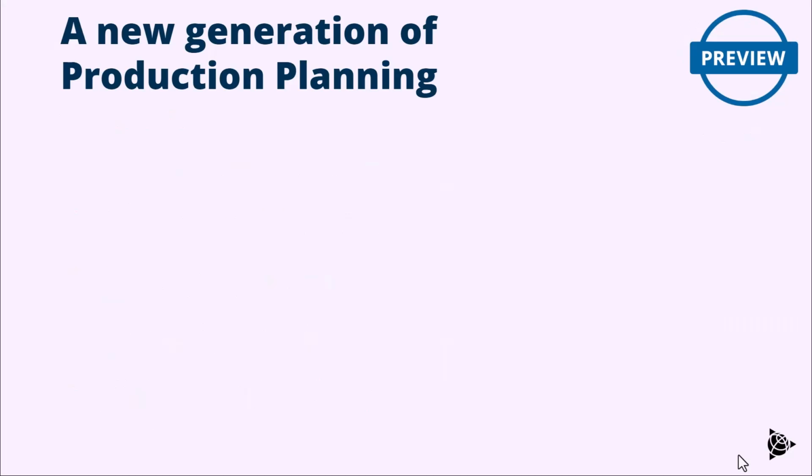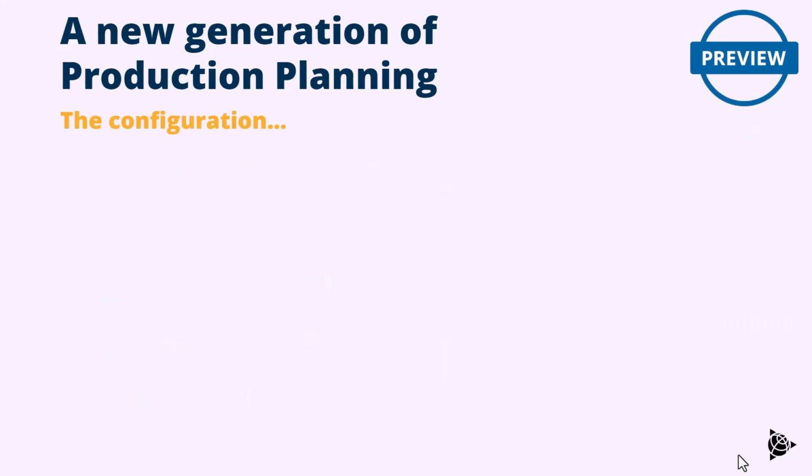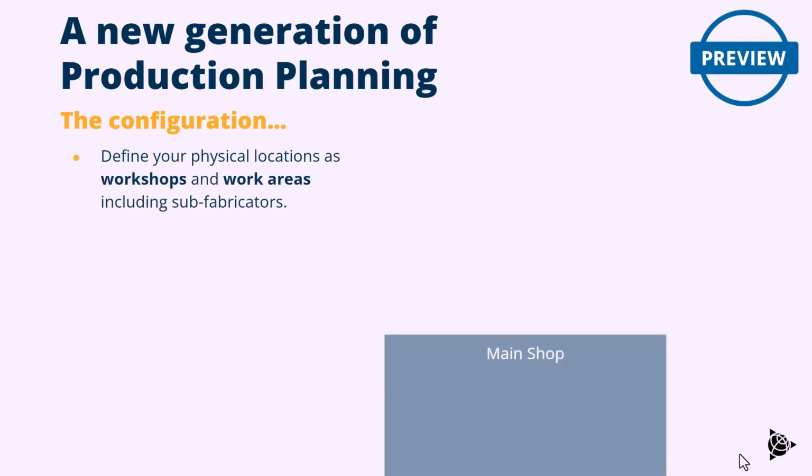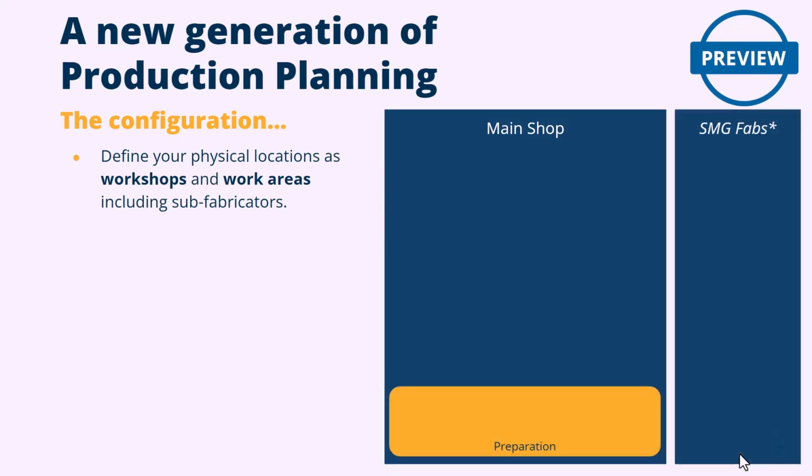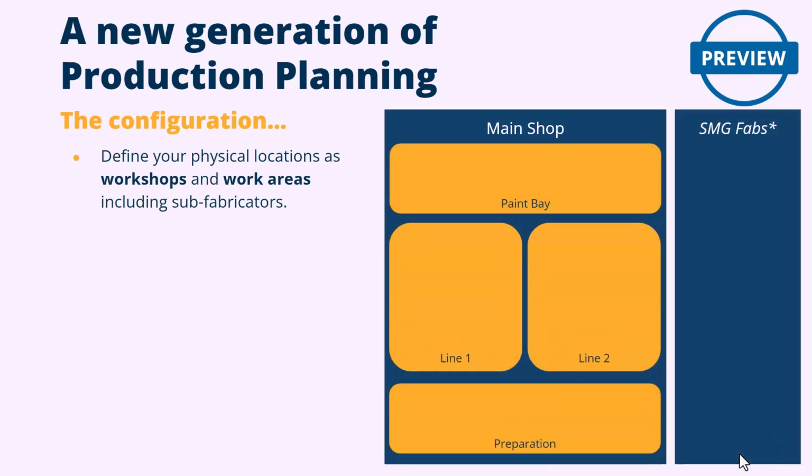Before we go ahead and take a look at the production planner in action, I just want to go through a conceptual overview of how it's configured, just to make the setup of your production planner as easy as possible. So the first thing we must do is define our physical locations in terms of workshops and work areas. Now, workshops you've been able to define since version 2024 when we introduced the new cut list interface, and we've also added work areas which allow you to break a workshop down into smaller zones. And don't forget, you can also create subfabricator workshops as well.